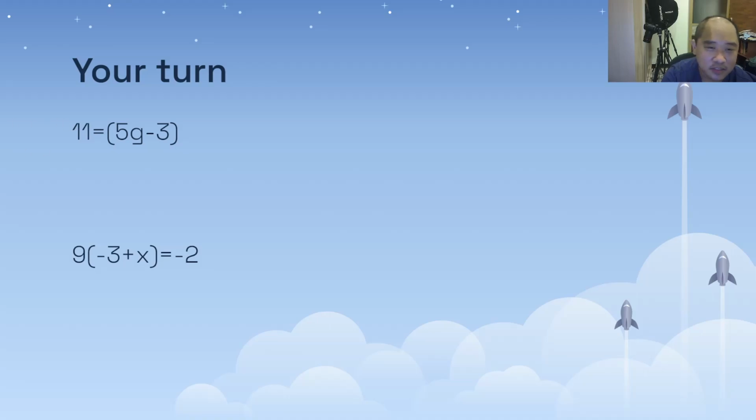What is this? This is wrong. This parenthesis should be here. Okay. This is your turn. So this would be 5g minus 15 equals 11 plus 15. 26 equals 5g. Why are they doing this? 26 over 5 equals g, or 5 and a fifth equals g.